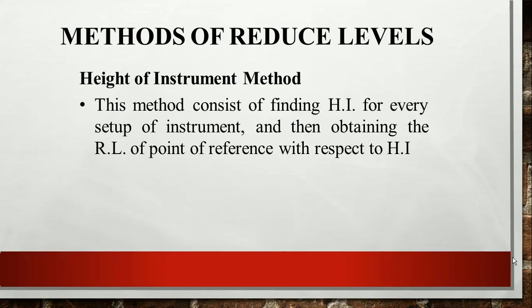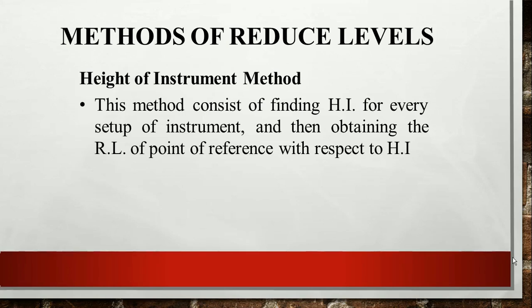So number one is the height of instrument method. It is also called the HI method, and it is the simplest method to determine the elevations of points. This method consists of finding the HI for every setup of the instrument and then obtaining the RL of the point of reference with respect to HI.